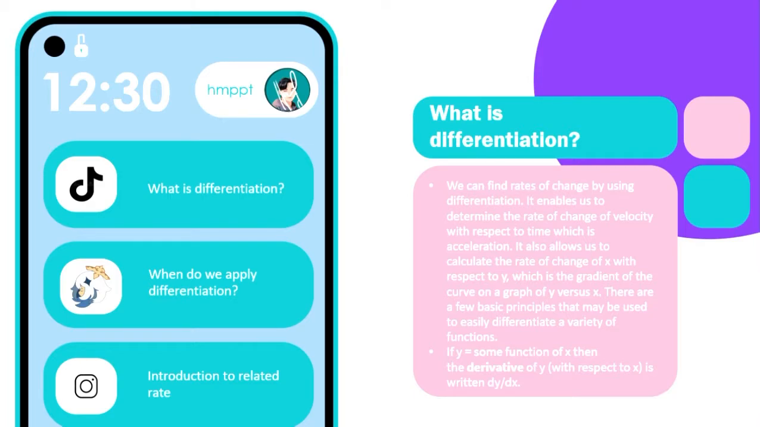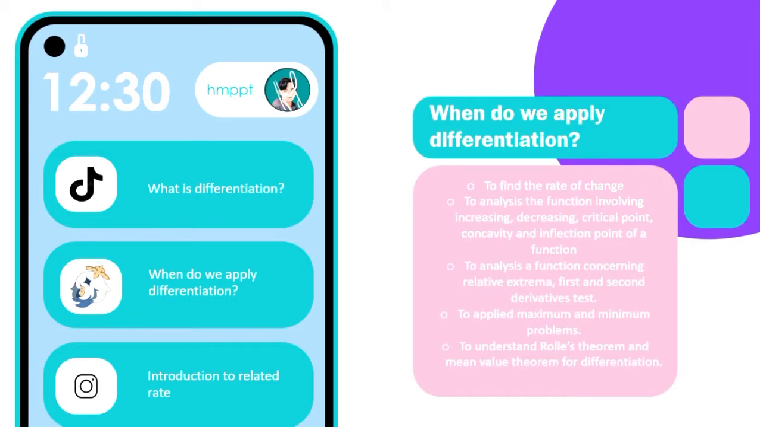It enables us to determine the rate of change of velocity with respect to time, which is acceleration. It also allows us to calculate the rate of change of x with respect to y, which is the gradient of the curve on a graph of y versus x. There are a few basic principles that may be used to easily differentiate a variety of functions. If y is equal to some function of x, then the derivative of y with respect to x is written as dy over dx. Next, we want to know about when do we apply differentiation.